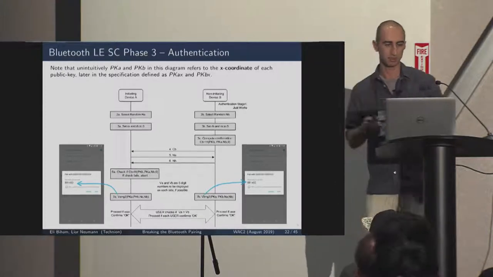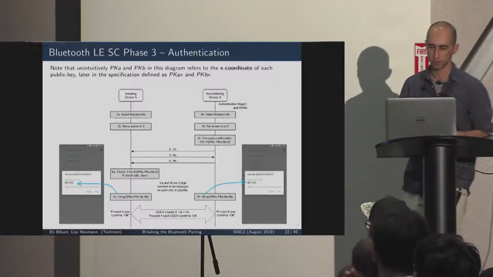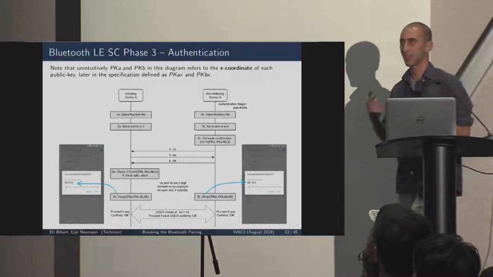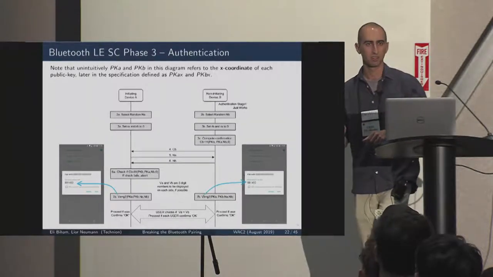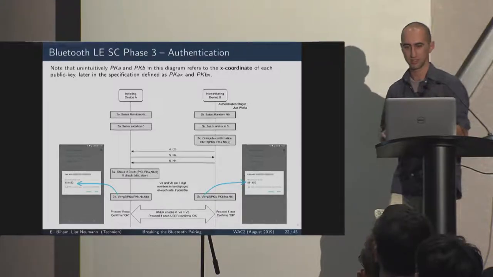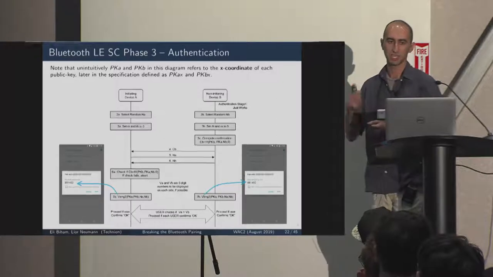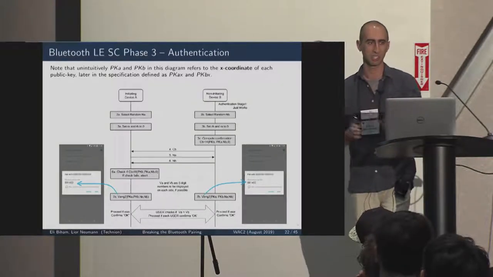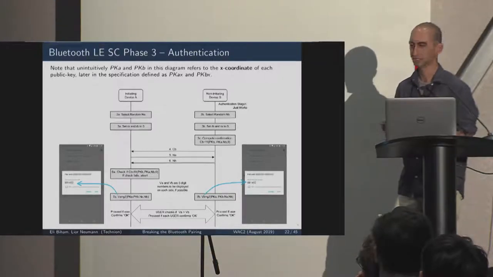Despite the fact that these diagrams show that the functions G2 and F4 are applied to both public keys, PKA and PKB, it is actually applied only to the X coordinate of both public keys. Right, so this is later in the specification defined as PKA X and PKB X, but not in the diagrams. All the diagrams show only PKA and PKB, right? So very confusing, but that's the case in Bluetooth.